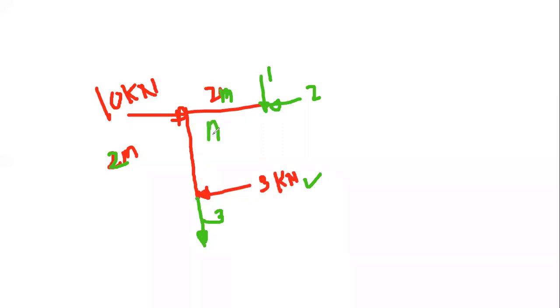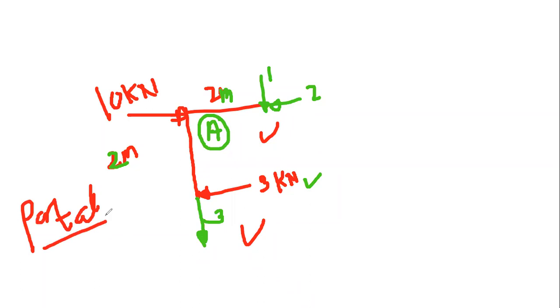Suppose this is joint A. So at joint A, there are three unknown forces that you have to find out. 1, 2, 3. So we have to use three conditions: summation Fx, summation Fy, summation of moment. If you are able to solve for these three forces, then you can solve any numerical from the portal method. So this is the homework, or this is the assignment up to 11:30. Take a screenshot here and tell me the answer in the next session at 11:30.